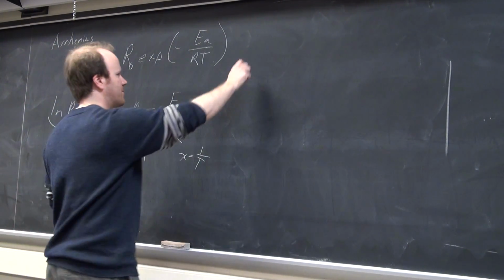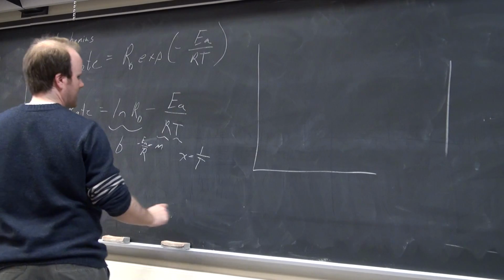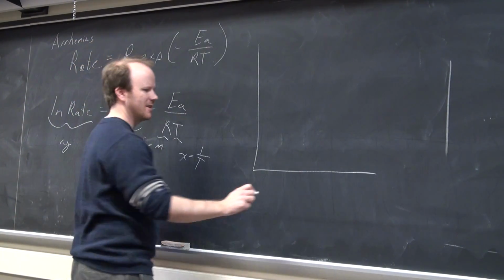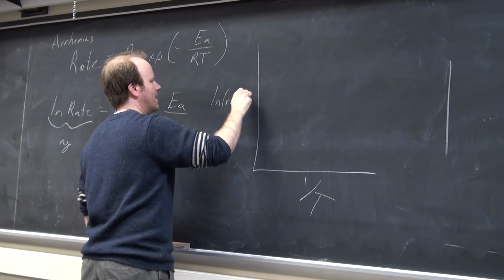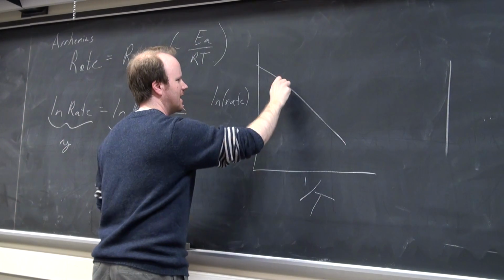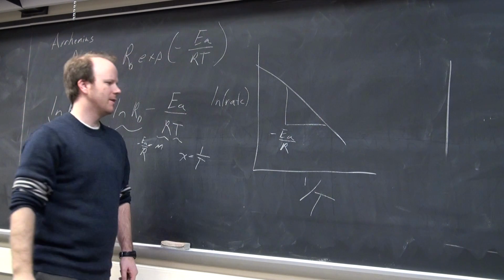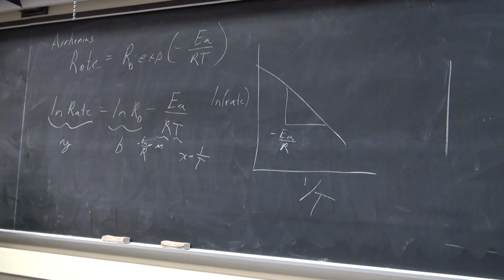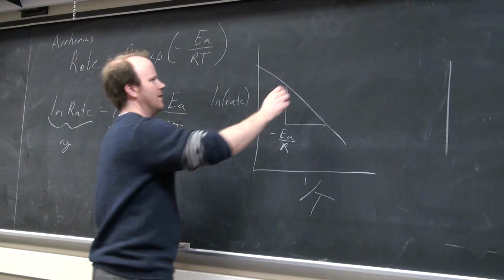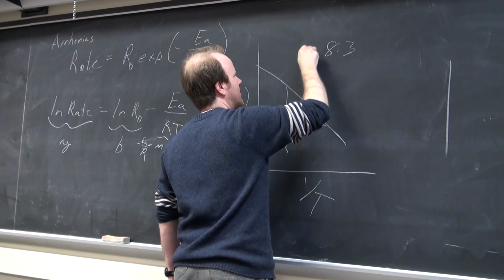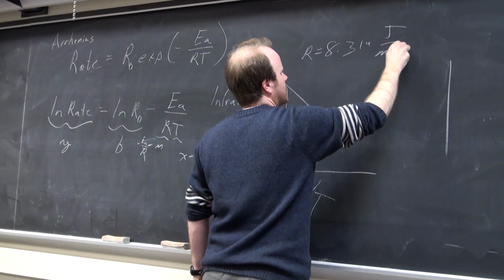So if I ask you to make an Arrhenius plot, what does it look like? Well, what's on the X and Y axes? 1 over T, ln rate. It's like that, and the slope is negative EA over R. What are the units on R? R equals 8.314 joules per mole times K.